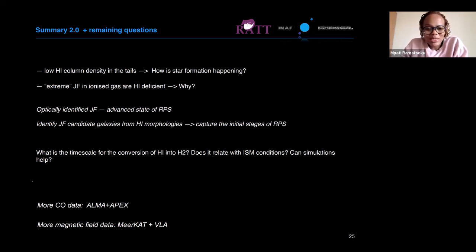So we want to understand how this relates to the general ISM conditions of the galaxies, and we think here simulations might be able to help. And as I mentioned, we are getting more CO data. Very excited about that. And we hope that we'll get more magnetic field data for these galaxies to test this hypothesis of magnetic field shielding. And I'm running out of time, so this is where I will stop for now. Thank you very much for listening.